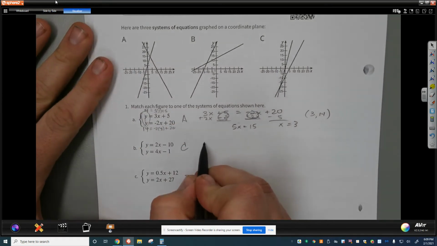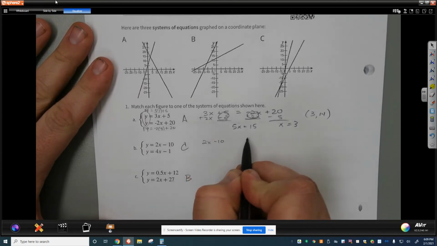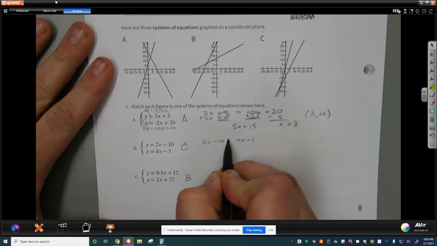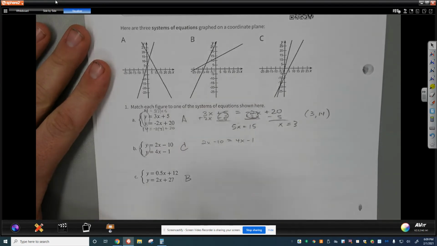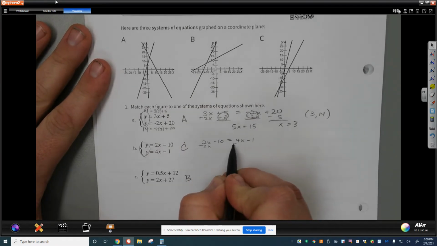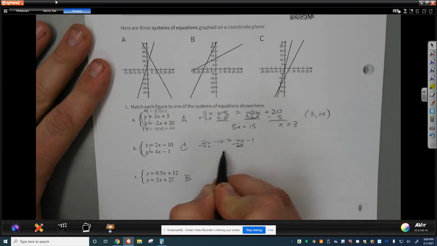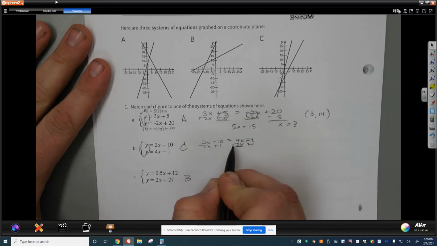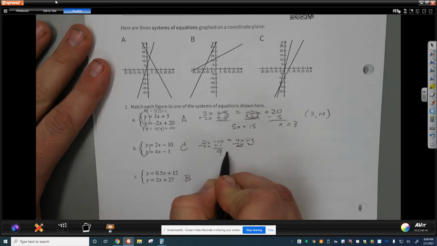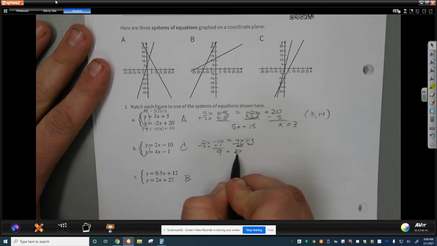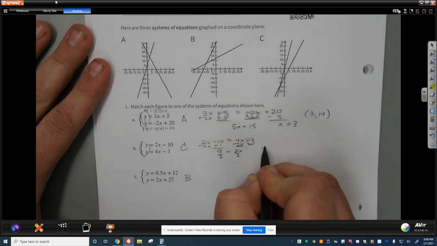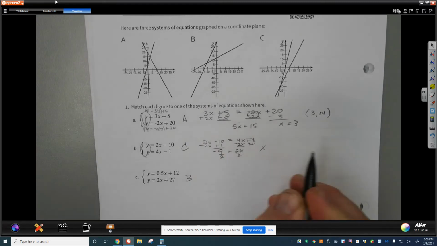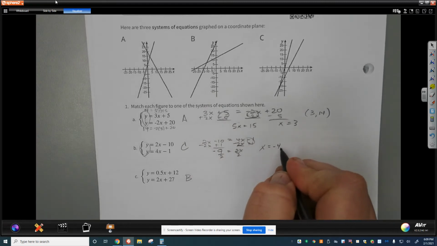Can do the same thing again right here. 2 times x minus 10 and 4 times x minus 1 are equal because they both equal y. I can subtract my 2x, subtract my 2x, and then I can add the 1 to eliminate here and the 1 to here, and I get 9 is equal to 2 times x, divided by 2, and x, excuse me, negative 9 is equal to negative 4 and 5/10.